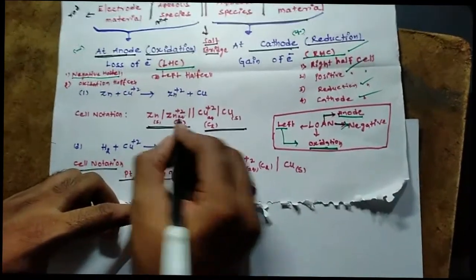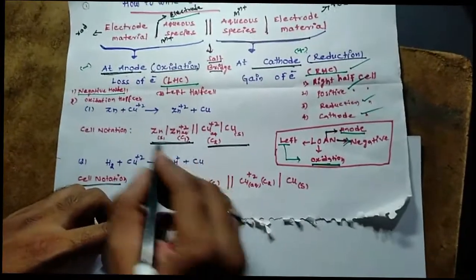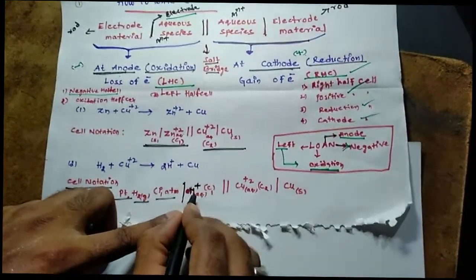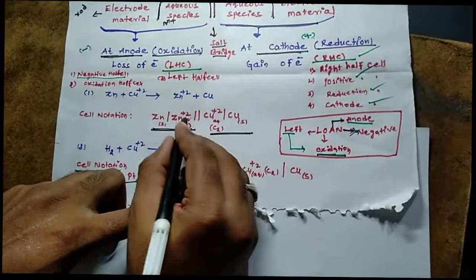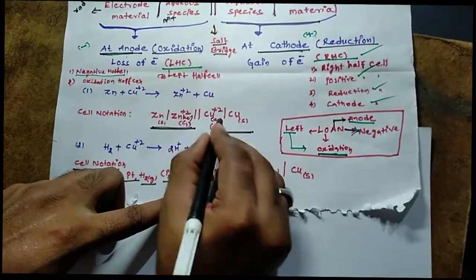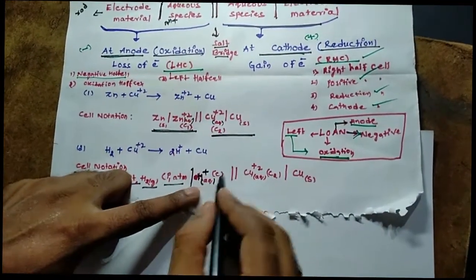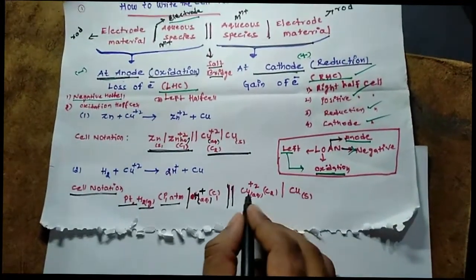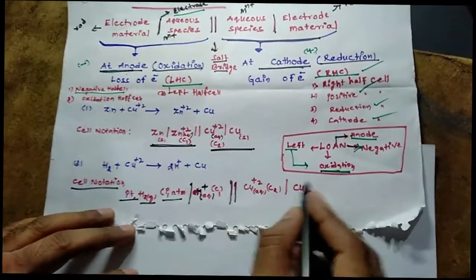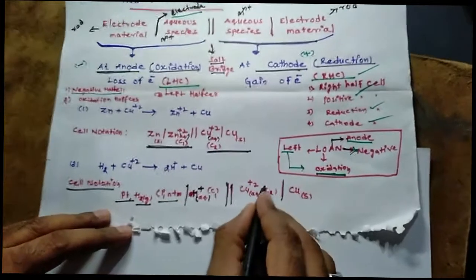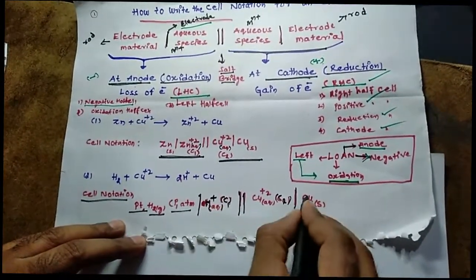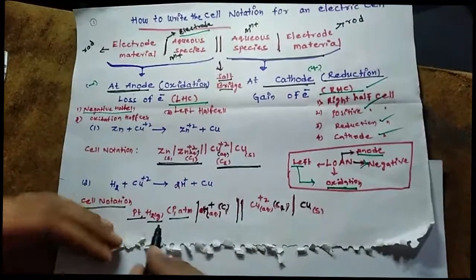So here concentration 1, concentration 2. Zinc is a solid, copper is a solid. This is the aqueous medium, and this is also aqueous medium. The ions are in aqueous medium. This is the salt bridge and the copper ions in aqueous medium. And next, concentration 1, concentration 2. Now this is solid copper. This is the cell notation.